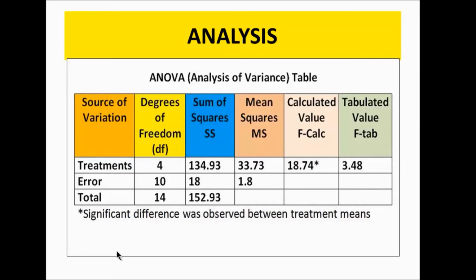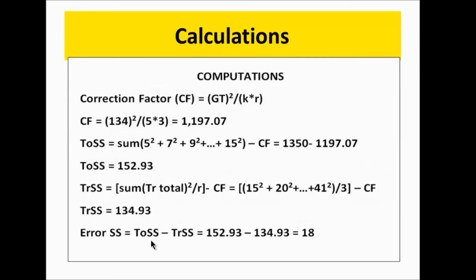And the total will be the number of treatments multiplied by the number of replications minus 1. So that will be 15 minus 1, which is 14. So that's how we get the degrees of freedom. I have a separate video on the meaning of degrees of freedom. As we have calculated, these are the entries that we can use in your analysis of variance.